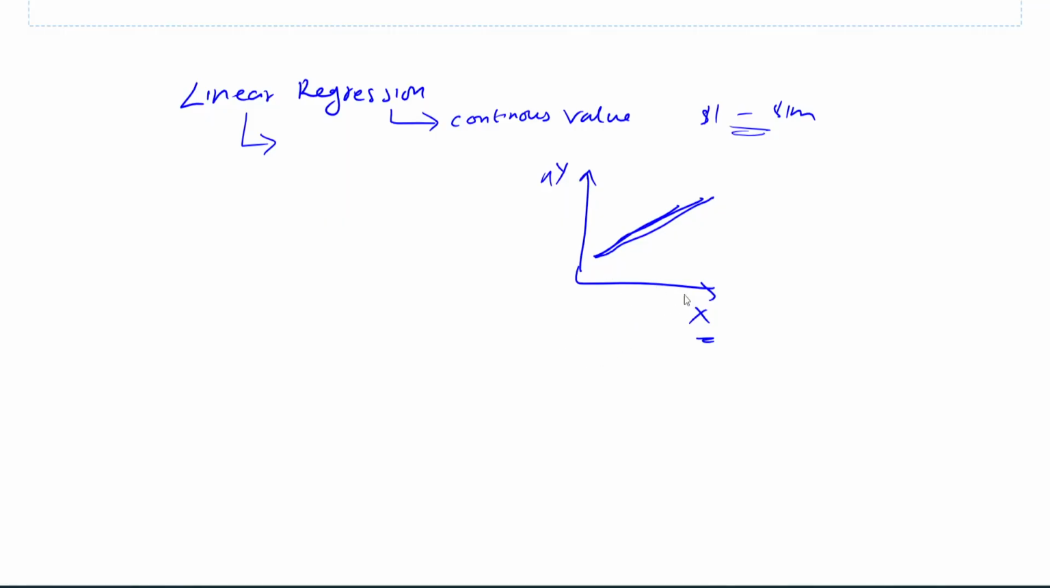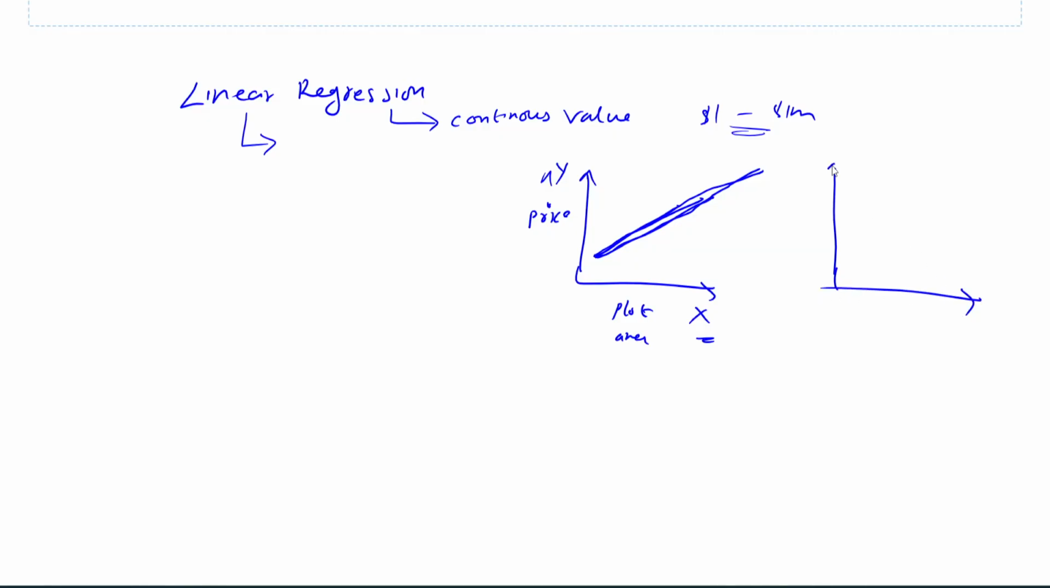For example, let's say on the x-axis I have plot area, and on the y-axis I have price, the house price basically, or just the plot price. As long as the plot area is increasing, the price will keep increasing. That is a basic thing to know. So there is a linearity here.